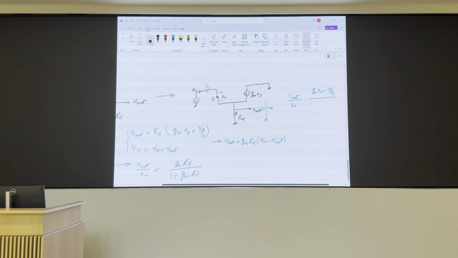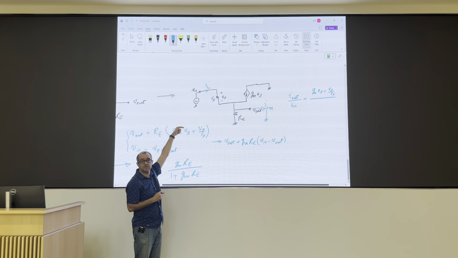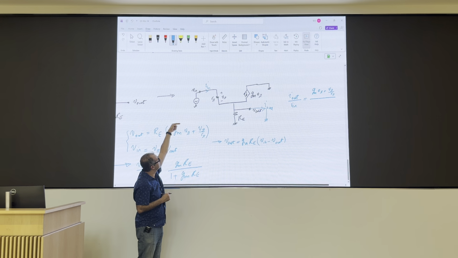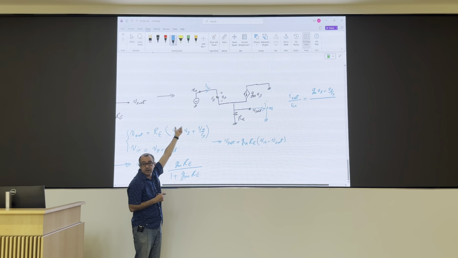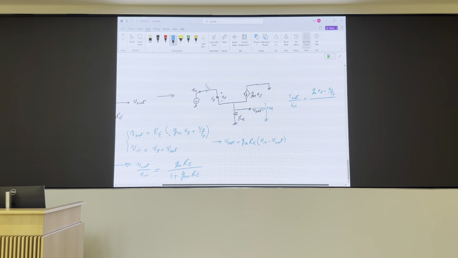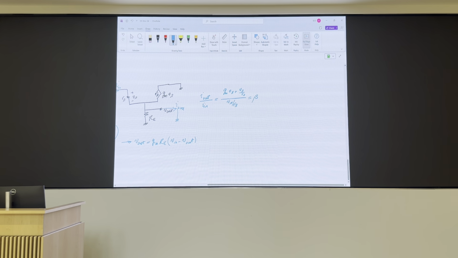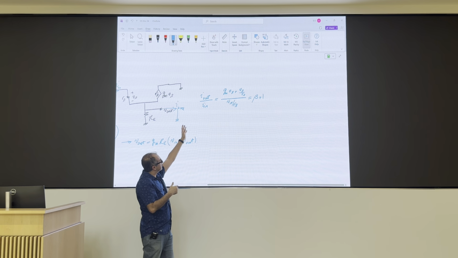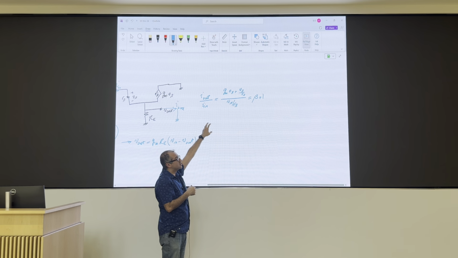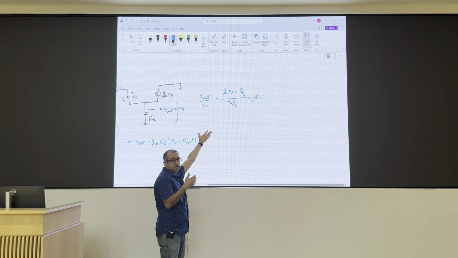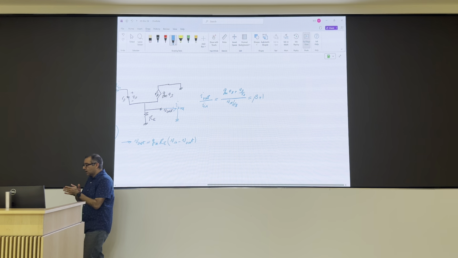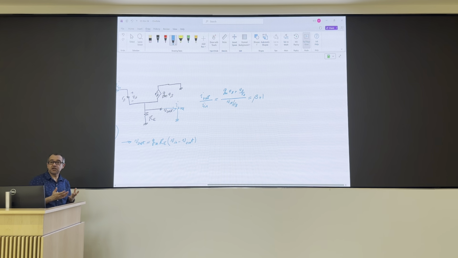So that's I out. What is I in? Yeah, so how much is it? V pi over r pi. V pi over r pi. And if you do the math, this is beta plus 1, right? Because you cancel V pi, it's gm plus gm over beta in the numerator, and then gm over beta in the denominator. So it has a good amount of current here.